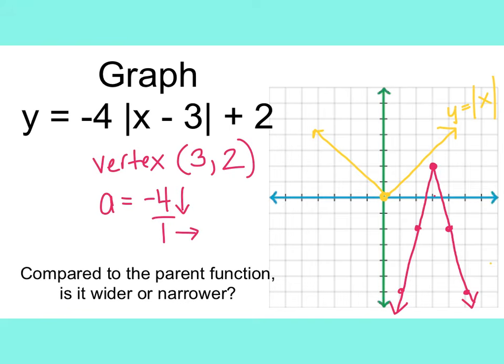So again, I just sketched in the yellow parent function. Vertex is 0, 0 with a slope on the right ray of positive 1. How does that compare in the width? Well, this one's definitely narrower. So notice what's controlling that. That's your slope. So this time the absolute value of the slope, which is 4, is greater than 1. So when it's greater than 1, it's going to get narrower. Same idea, we talked about this back when we were graphing parabolas.